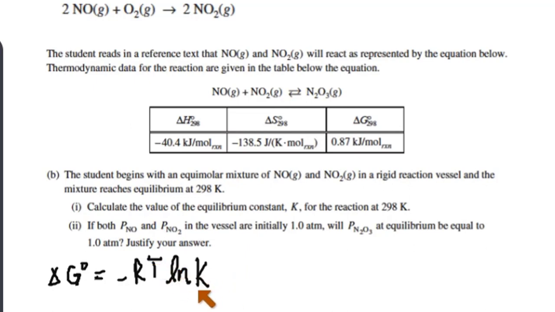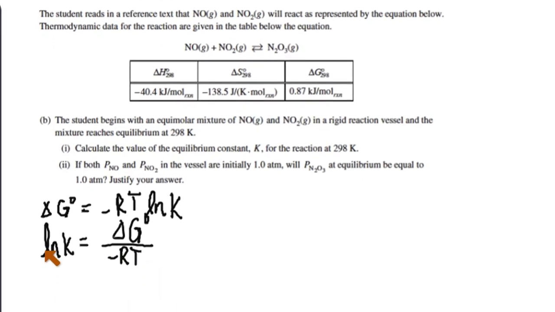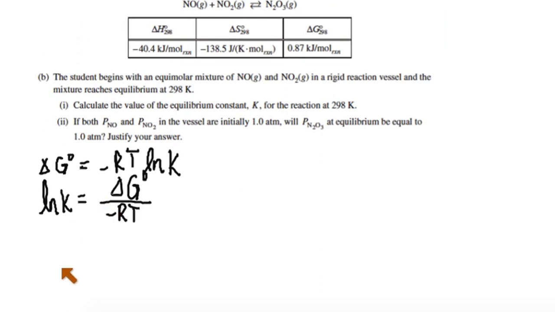What I like to do is isolate for K first before plugging in all of my numbers. So if we move your minus RT over, you'll get ln K is equal to Gibbs free energy over minus RT. Now, the inverse of ln is e to the power, so the constant is equal to e to the power of, and I'm just going to write this out in one line so that it's a little bit easier, minus Gibbs divided by gas constant times temperature.